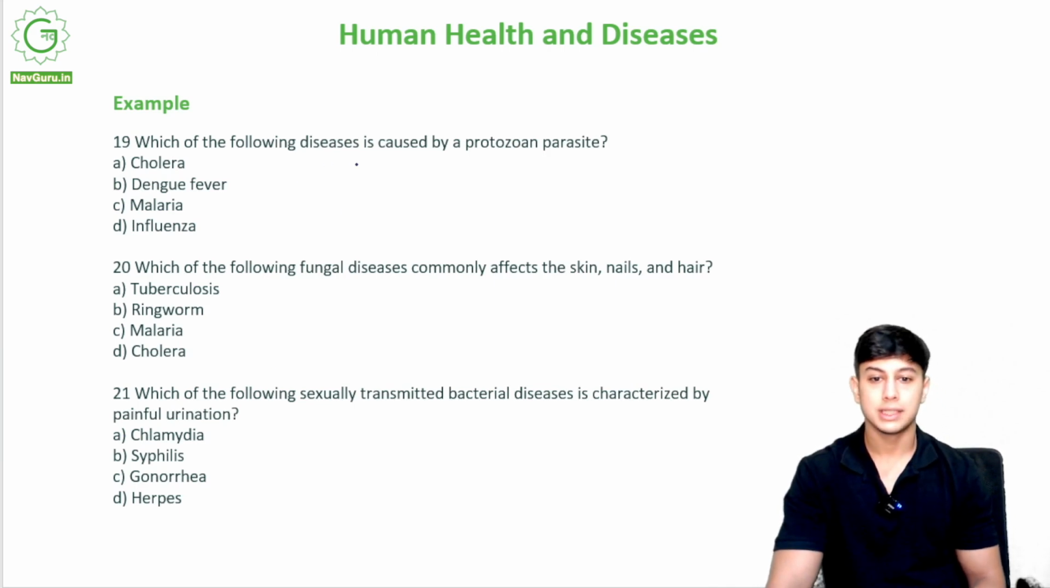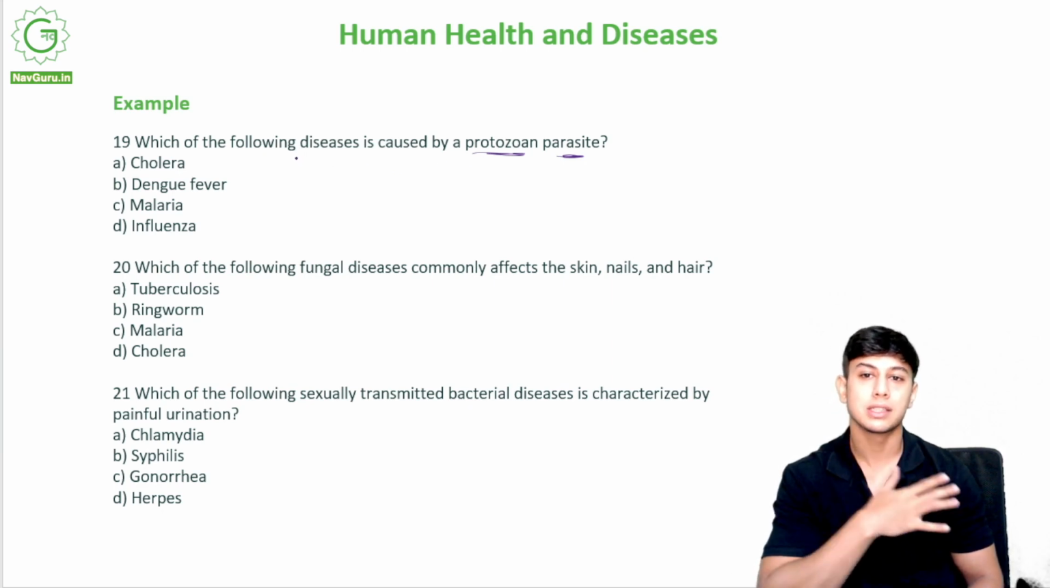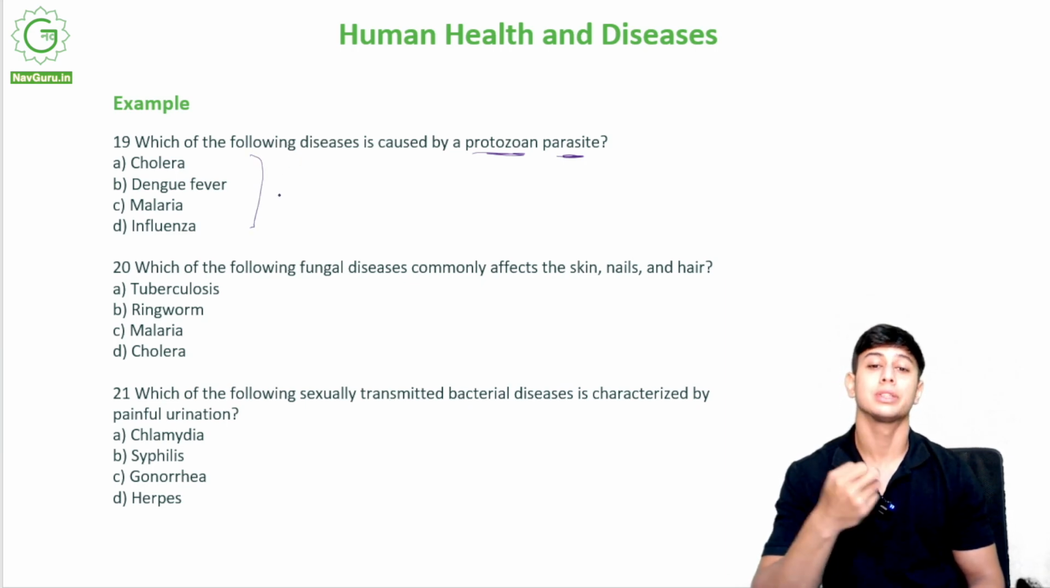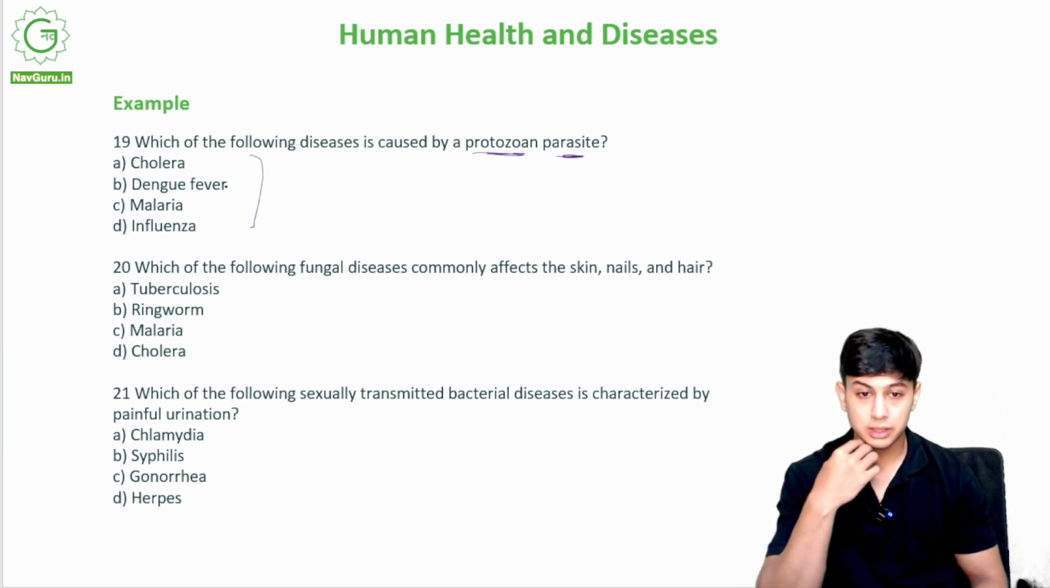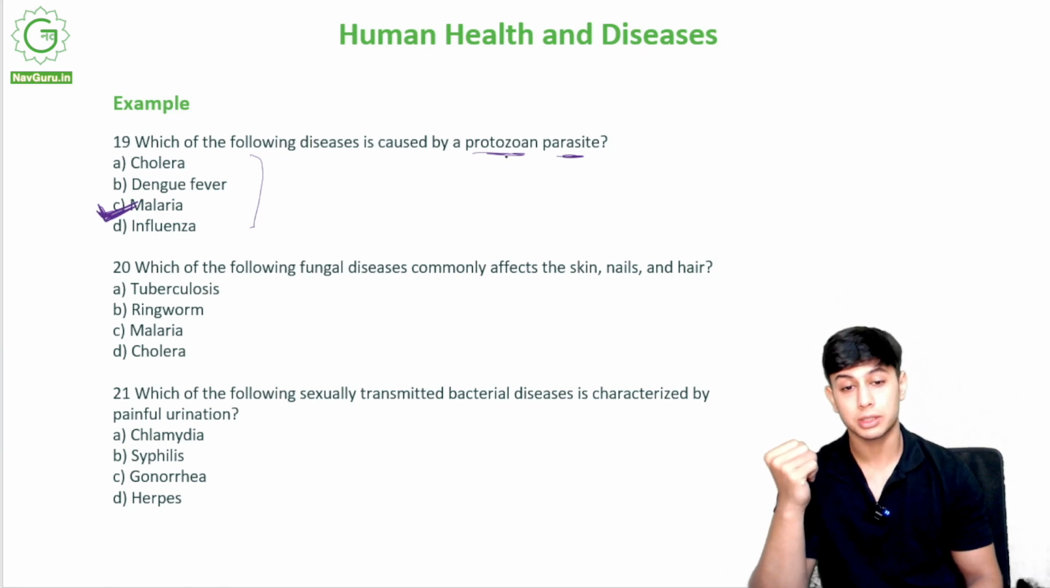Which of the following diseases is caused by a protozoan parasite? Right? A protozoan parasite. Is it cholera? Is it dengue fever? Is it malaria, or is it influenza? Now, protozoa cause mostly diseases that are spread by insects, mosquitoes, ticks, right? And by using contaminated water. So, out of these, which one is a disease caused by a protozoan parasite? It is C. Malaria. Malaria is caused by the protozoa.